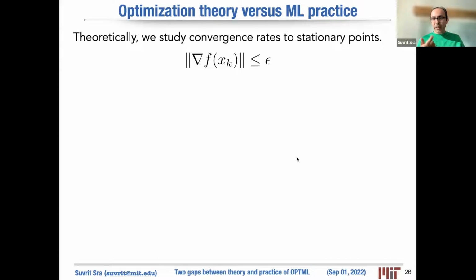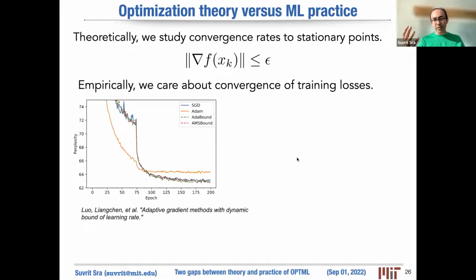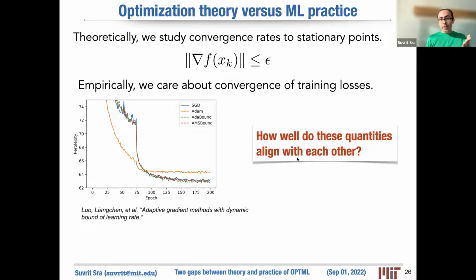Theoretically, we are studying convergence rates to stationary points. That's been the bread and butter of non-convex optimization theory. Empirically, when you train a neural network, you typically just look at either an estimate of the training loss, or you look at the validation loss or something, but you look at losses. You see, okay, this is how the loss is evolving. And so there's already a gap here, right? Does the theoretical quantity align well with the empirically important quantity called losses?